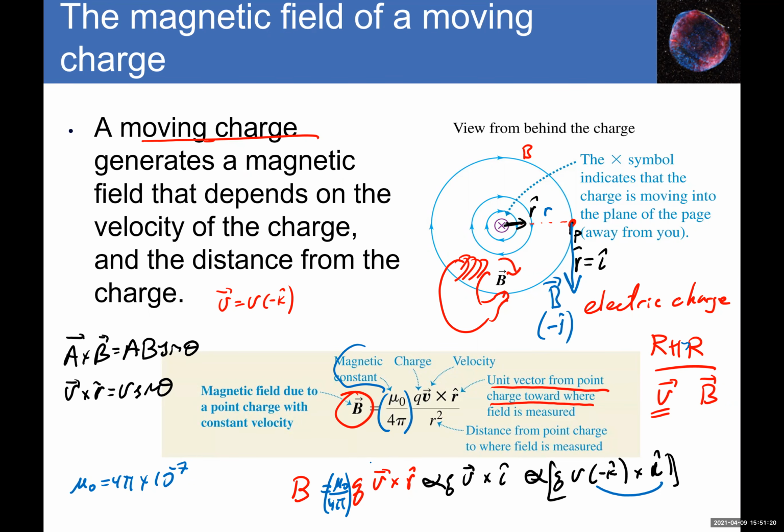Using this, we can calculate the magnetic field, both strength and direction. So let's look at an example here.